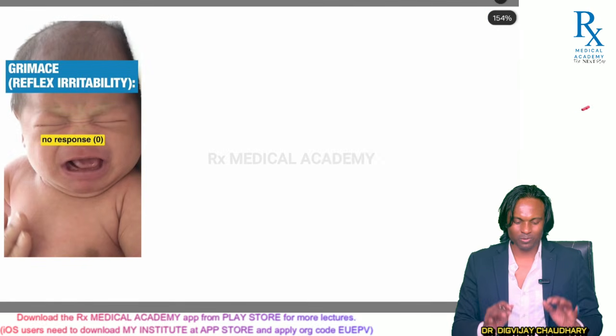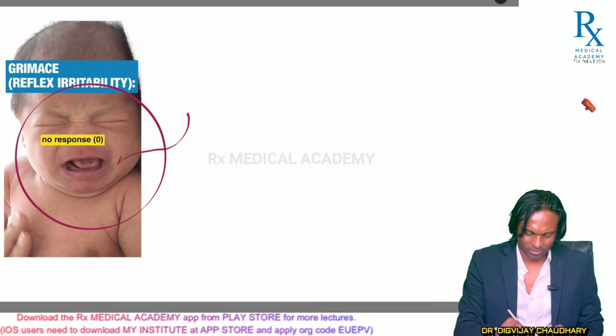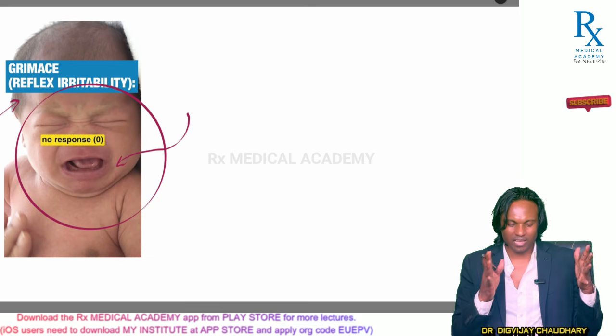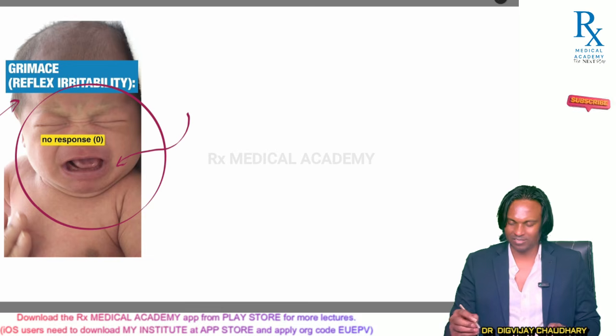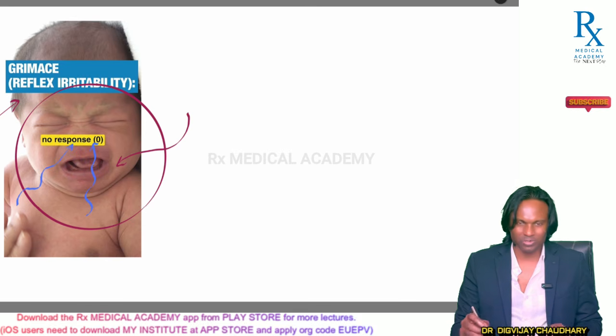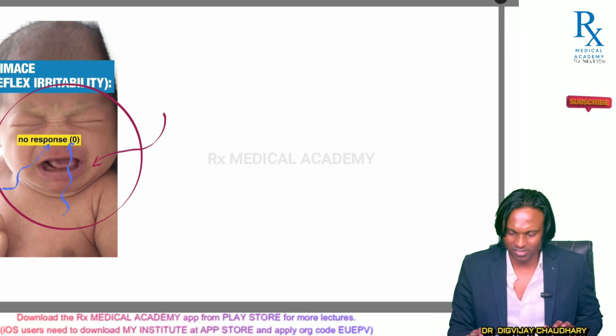Now, it is time to interpret other things as well. If baby is not crying, just making facial movements, this is particularly known as grimace. And I have been talking about this particular activity. This is reflex activity. To elicit this, you have to put a nasogastric tube inside the nostrils, and then you have to check the response whether the baby cries, sneezes, or coughs. It is considered good.